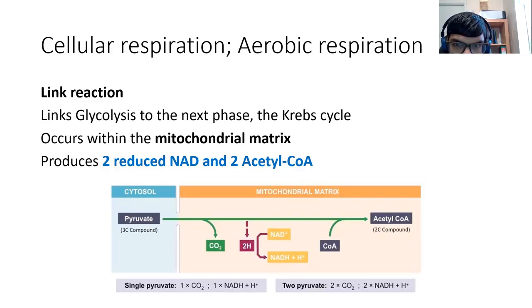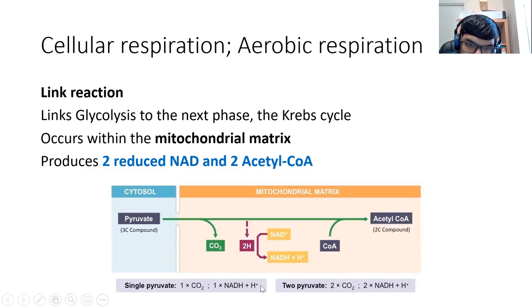So pyruvate is decarboxylated, so it loses 1 carbon to form 2 carbons, and then hydrogen is added, and so NAD is hydrogenated again to form reduced NAD. It gains electrons, so it's a reduction, and this produces NADH, which we need again for the next part of the reaction. And then coenzyme A is added to the acetyl group that forms from decarboxylation of pyruvate, and that forms acetyl-CoA. So these 2 molecules, acetyl-CoA and reduced NAD, are the take-home molecules from the link reaction, and we need them for the Krebs cycle, which is the next stage.